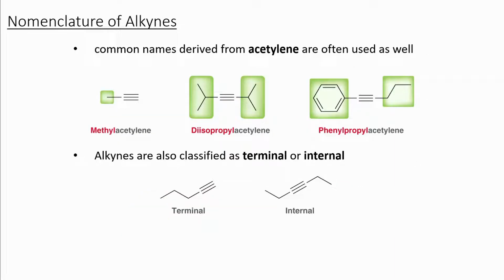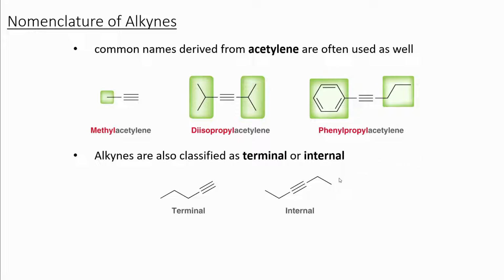Another naming convention for alkynes is to use the common name. The common names are derived from acetylene and refer to the substituents attached to the basic acetylene. For example, if a methyl group is on one side of acetylene, it would be considered methylacetylene. If we have multiple substituents on either side of the acetylene, we can name each of these substituents. For example, diisopropyl acetylene or phenylpropyl acetylene.